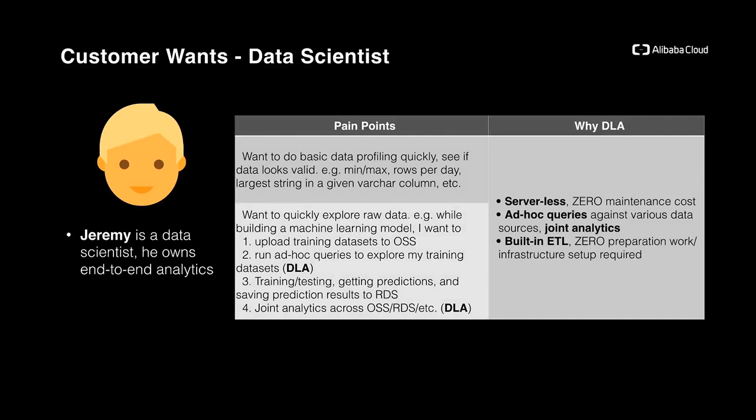Another user persona is a data scientist. For example, Jeremy is a data scientist and he owns the end-to-end analytics for his company. He's got a couple of pain points. For example, sometimes he wants to do very basic data profiling quickly to understand if his data looks valid. For example, maybe he wants to see the mean value or the max value of a given column. If the value goes from 1 to 20, that means the data set looks valid. But if the value goes from 19 to 19.5, it's just not valid.